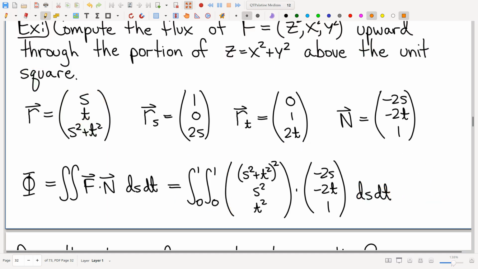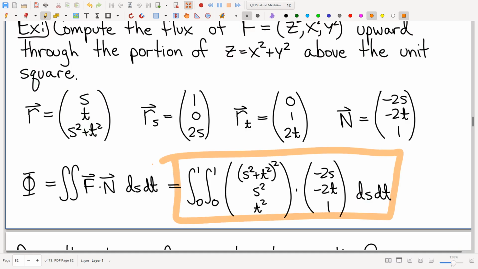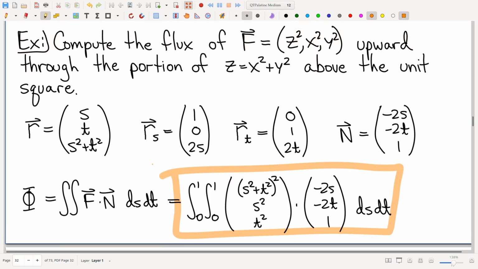Okay, so chapter 5, plug and chug. You multiply out this dot product, you get a great big polynomial. Easy to take anti-partials of polynomials. Plug in 0 and 1, 0 and 1. This is actually a pretty easy double integral, and it's just a matter of cranking it out. Okay. Everybody happy with this example?